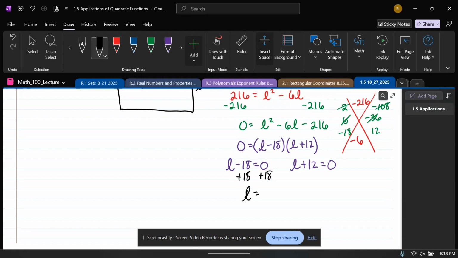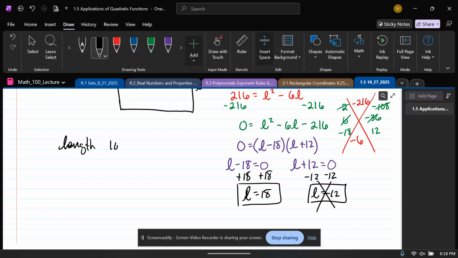So the length is 18, or the length is negative 12. Which one of those makes sense? The positive one. Can't be the negative 12 because length can't be negative, right? So our length is 18 inches. What would our width be? 6 less than that. 12. It happens to be that other number over there, but positive. 6 less than the length. Remember, it told us that in the problem.